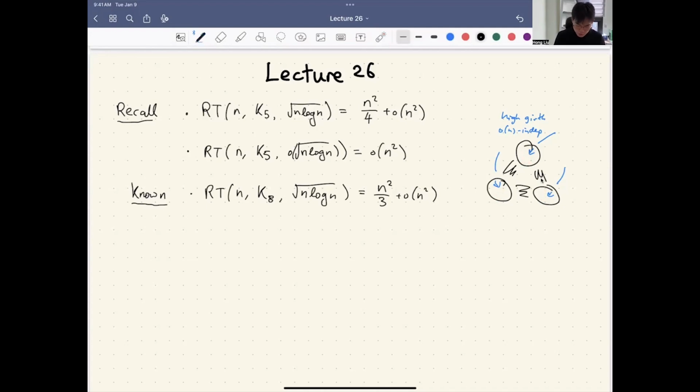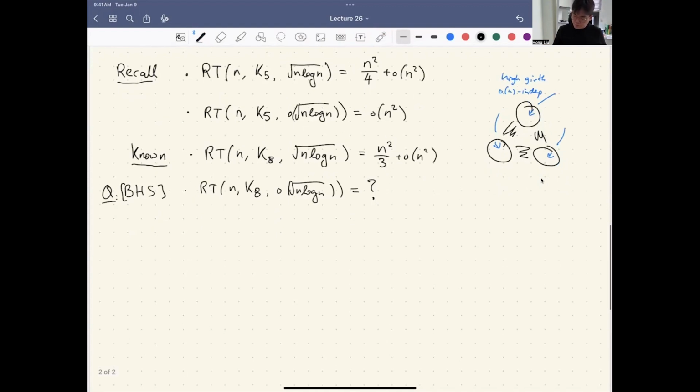Now they asked this question of Balogh, Szemerédi, and Pinghu. They asked what happens when you drop below this threshold, little o of square root of n log n. How much does it drop? A while ago, Jae-Hoon Kim, Yoonjin Kim, and myself answered this question. We proved that it dropped from n squared over 3 to n squared over 4, and we proved its equality.